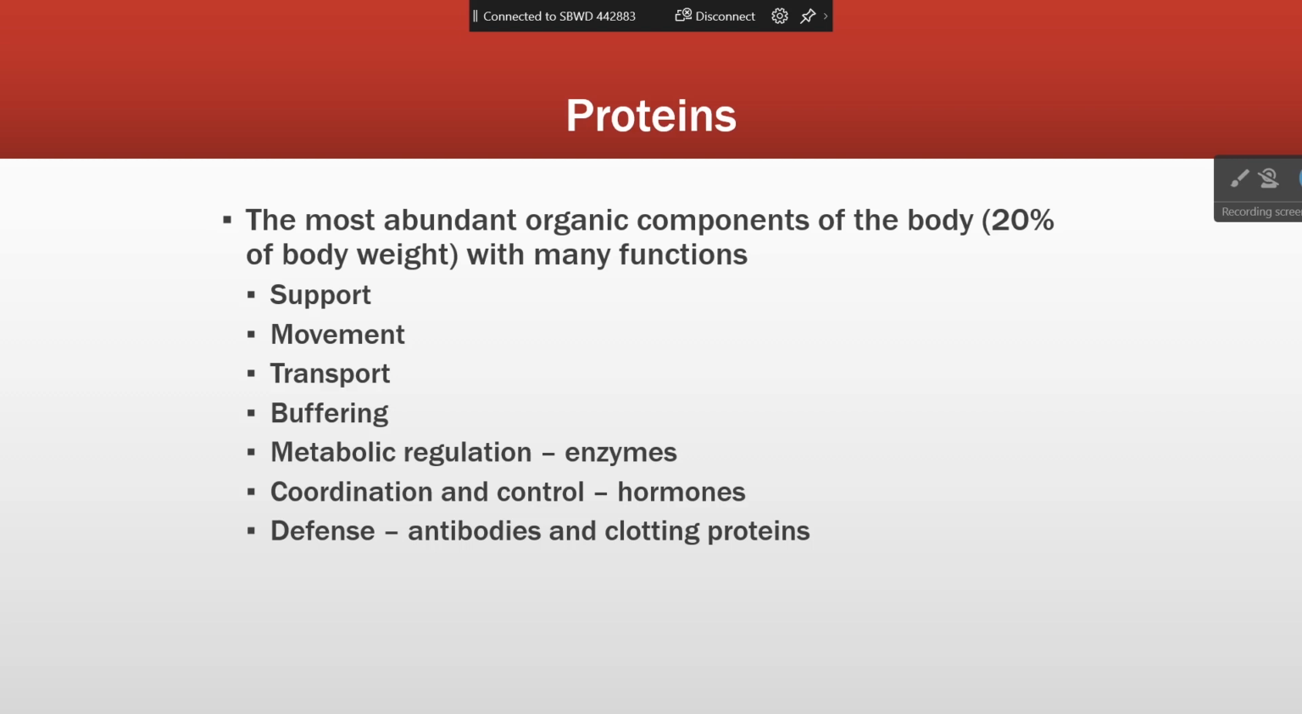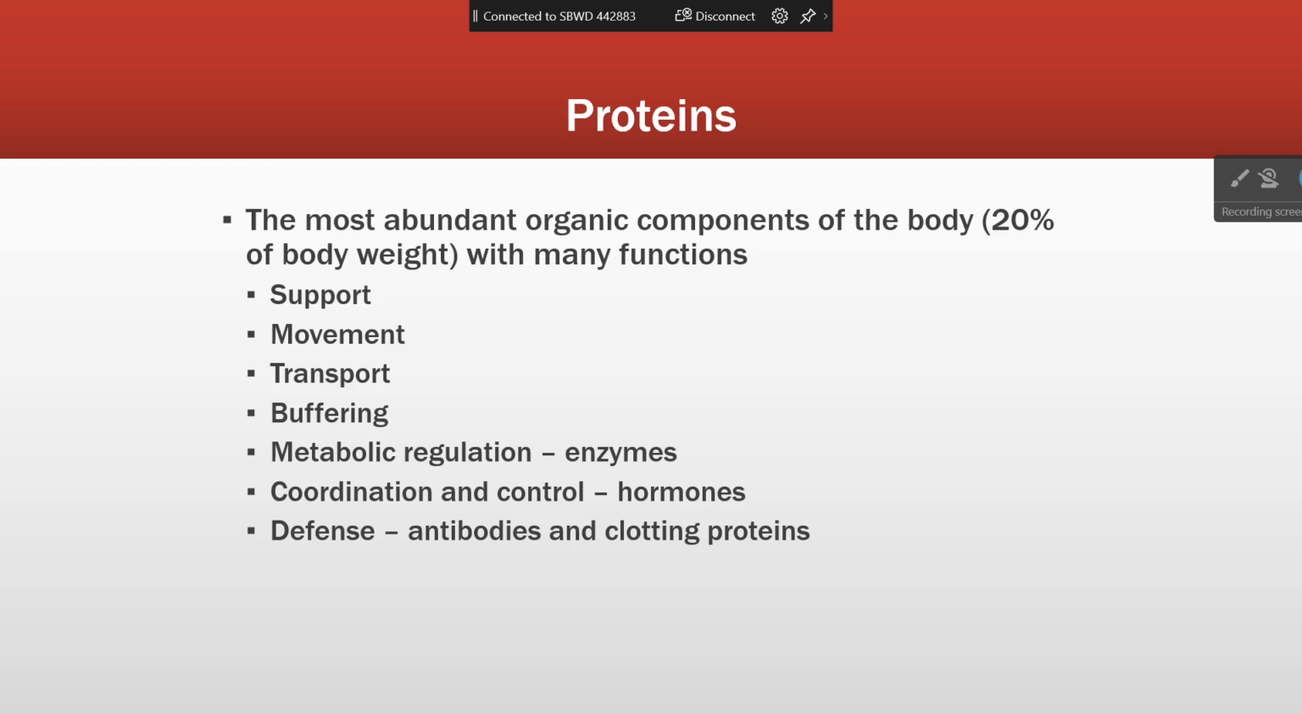Transport, everything that moves in our body that isn't by diffusion or osmosis, a protein was involved. Okay, so that's moving things across the membrane. That's moving things, moving secretions from one compartment to another. All of that's happening there.